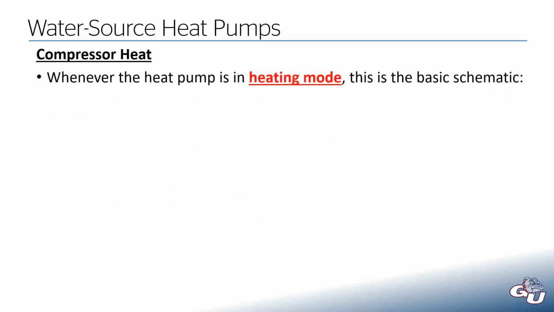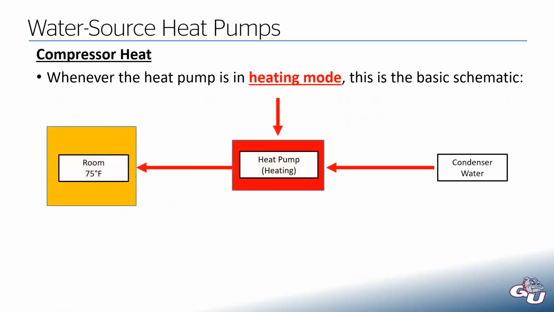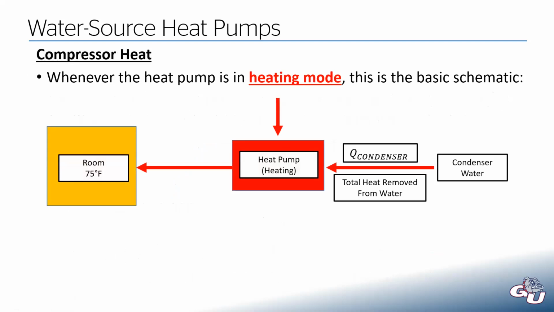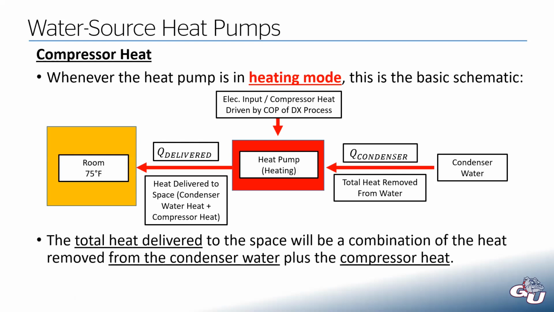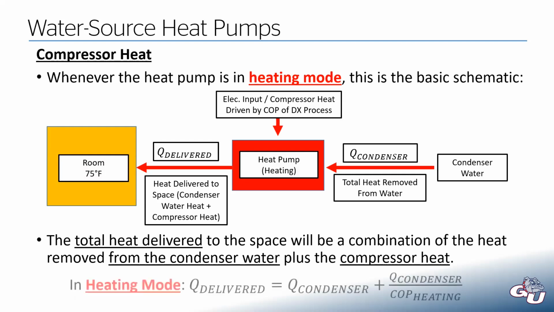In heating mode, the schematic is reversed. So now we're pulling heat from the condenser water. So that's our Q condenser here, just the signs would be different. We still have our electrical input, and now our Q delivered, our useful heat that we're delivering into the room, will be a sum of those two things, the heat removed from the water plus our compressor energy. So very similar idea, we're just essentially mirroring the process. In equation form, the Q delivered into the room will be the condenser water energy we've taken out plus our compressor heat.